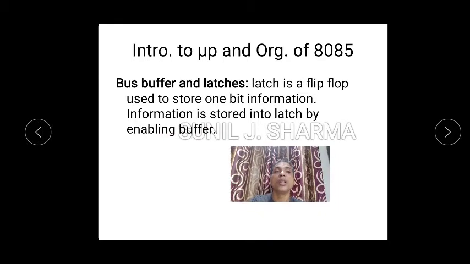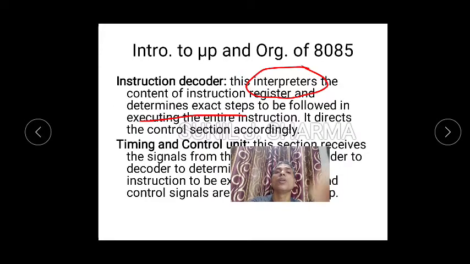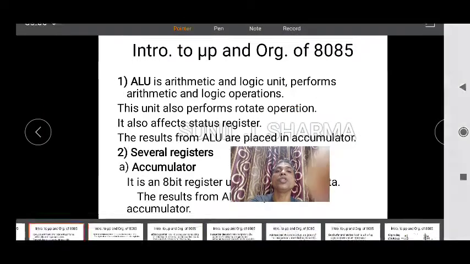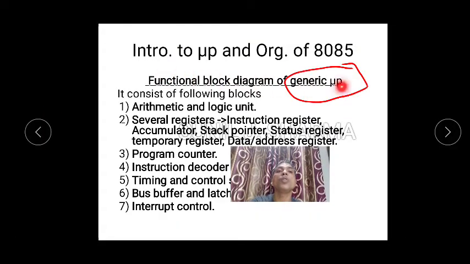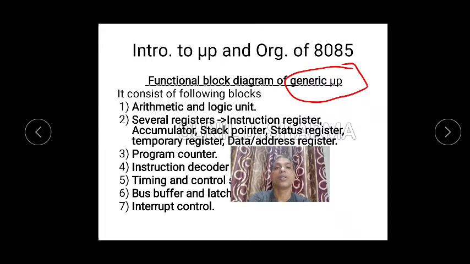So I think this is the explanation of the generic functional block diagram of a generic microprocessor. These were all the registers or blocks. Interrupt control is remaining, that we will see when we cover the interrupts of 8085. I hope you understood everything till here.